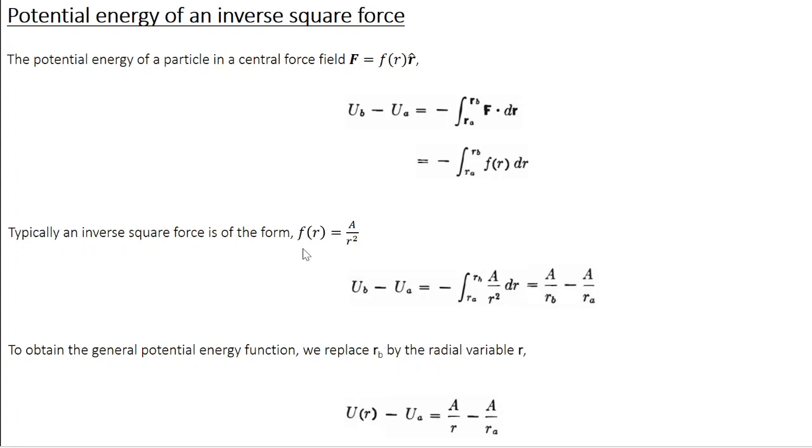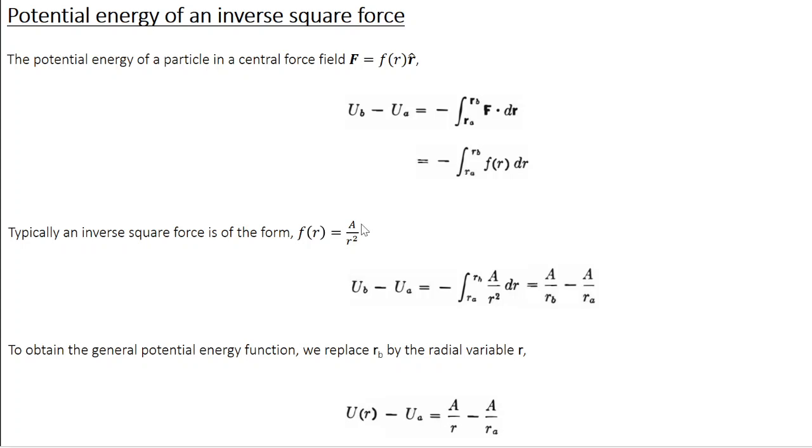Now typically an inverse square force or a central force has a general form A over R square. So if you look at the electrostatic force, that is 1 by 4 pi epsilon naught Q by R square. So for a given charge, 1 by 4 pi epsilon naught Q is a constant, which you call A. Or if you look at the gravitational force, which is GMe by R square, once again you have 1 over R square dependence here. So that's why we call it an inverse square force.